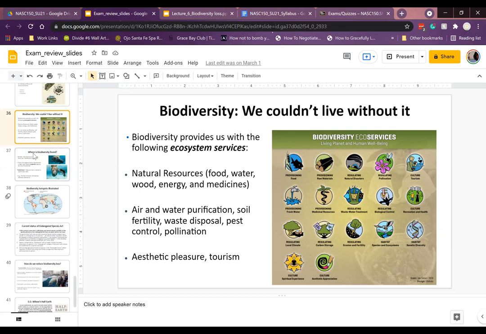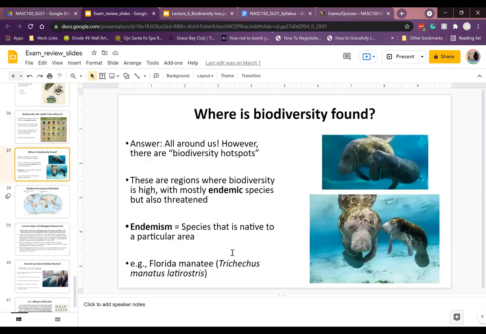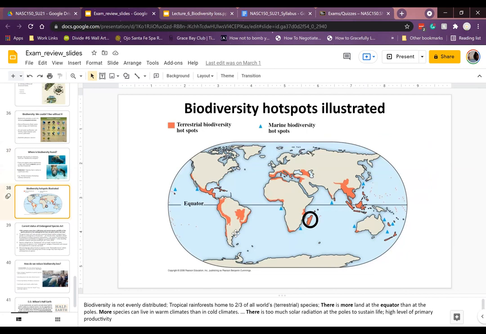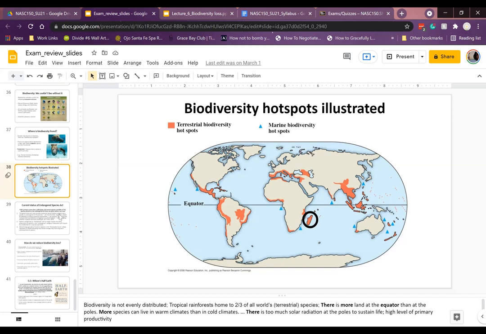Then we discussed where biodiversity is found. It's in hotspots, and hotspots have lots of biodiversity because of high amounts of endemism, i.e. species such as the Florida manatee, which are only found in one spot on the planet. In the case of the Florida manatee, it's found only down with our friends in Florida. Then we looked at where biodiversity hotspots were. You had some fantastic ideas: lots of warm places, lots of islands. We find biodiversity mostly along the equator. So biodiversity is found everywhere, but has some hotspots along the equator.